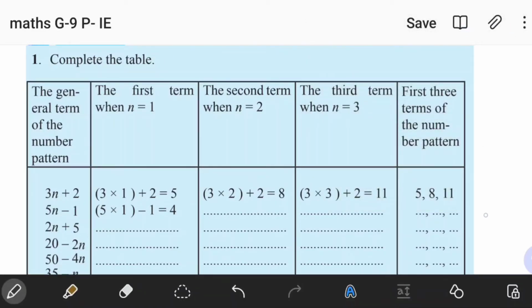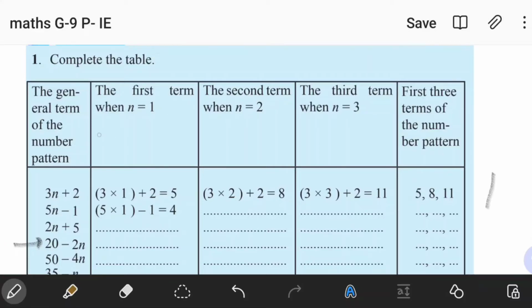Okay, so let's do this. Complete the table. Now this says the general term of the number pattern is 20 minus 2n. They have given one example. So let's do this particular one, as we will complete all the 4 columns.